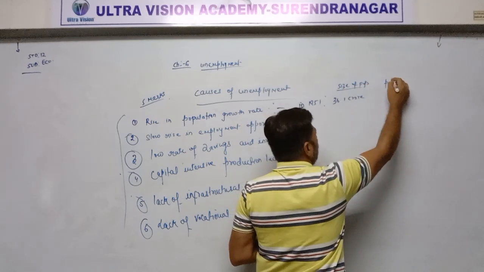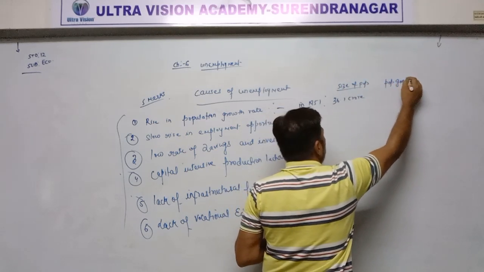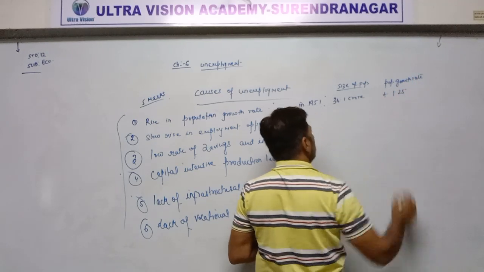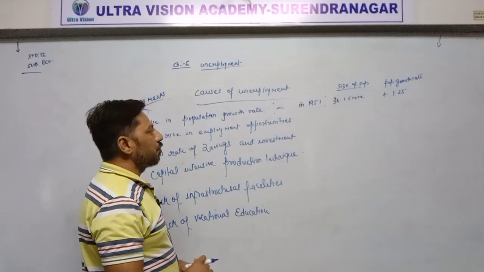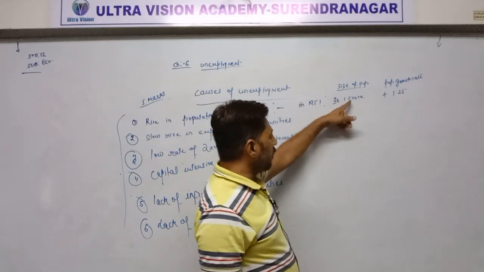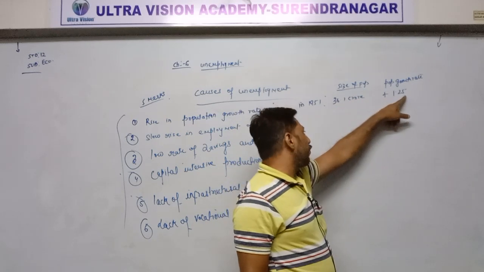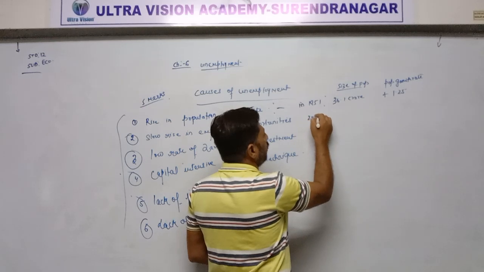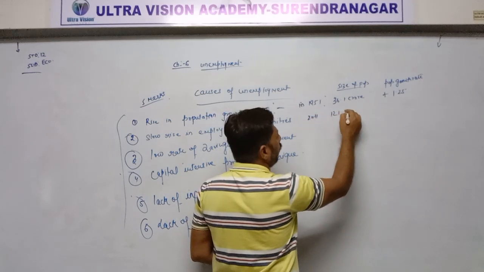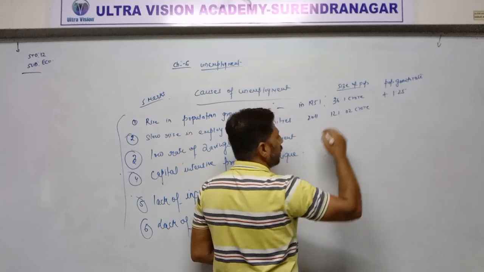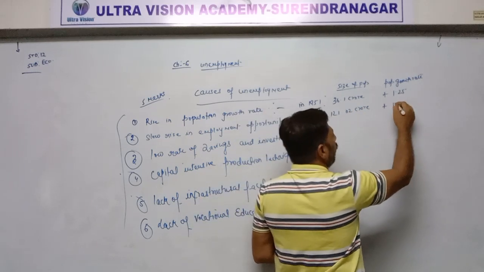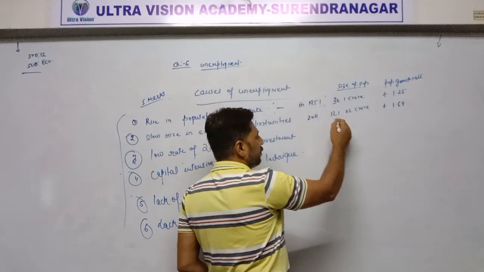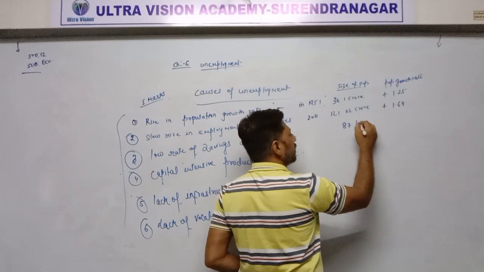And population growth rate was around 1.25%. So in 1951, population was 36.1 crore, and population growth rate was 1.25%. It increased. In 2011, it increased to 121.02 crore, and population growth rate becomes 1.64. Means just in 50-60 years, population increases by 87 times.